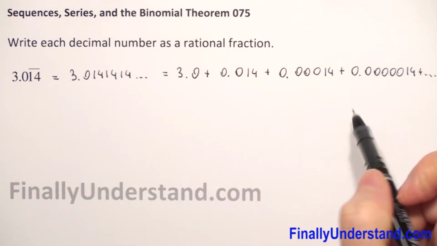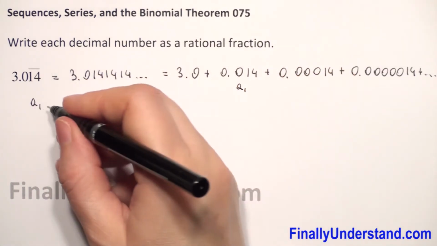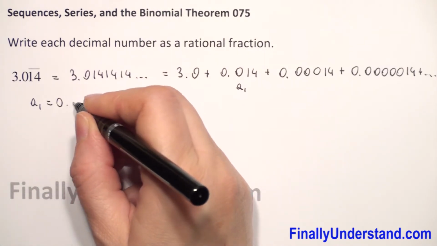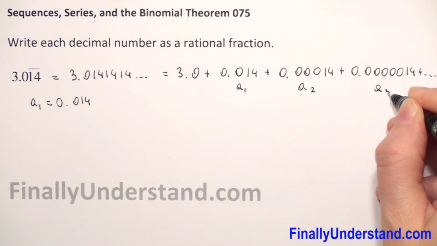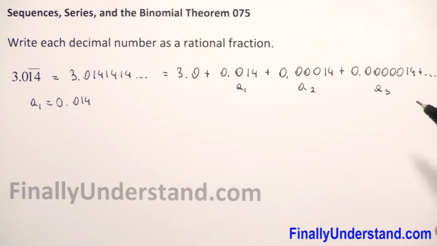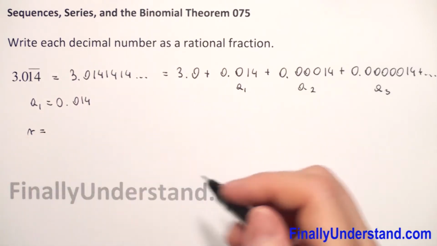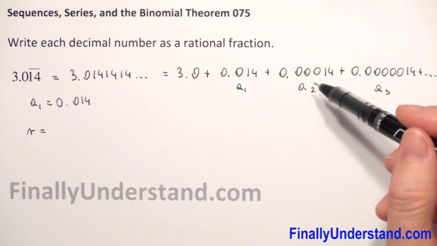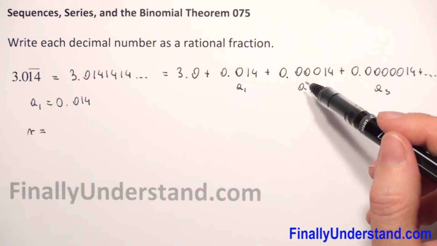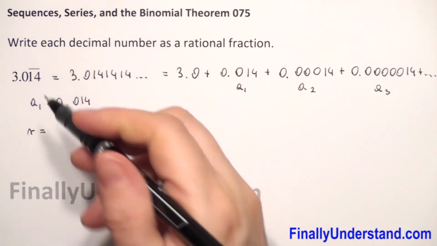geometric progression, where the first term a1 is 0.014, the second is this, the third, and so on. So now we need to find the r. When we have a geometric progression, to find the r we have to take two consecutive terms and divide the second one by the first one.